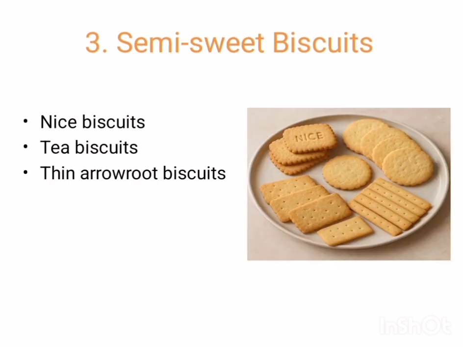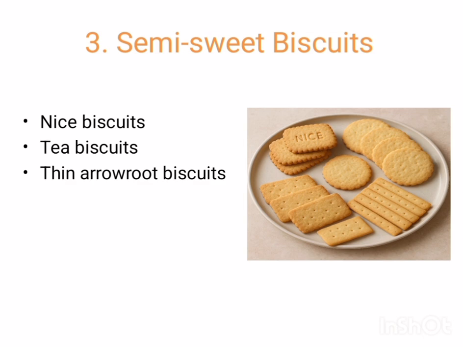Next is a semi-sweet biscuit, which means it contains less sweetener or sugar in the biscuit. So first is nice biscuit, second is tea biscuit, and third is thin arrowroot biscuit, which contains a starchy portion or some sugary portion in the biscuits. First is a nice biscuit. So nice biscuit is basically a sweet coconut flavored biscuit, which contains some amount of coconut inside it.